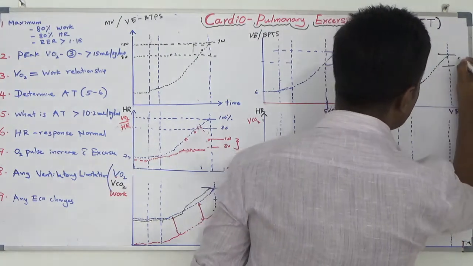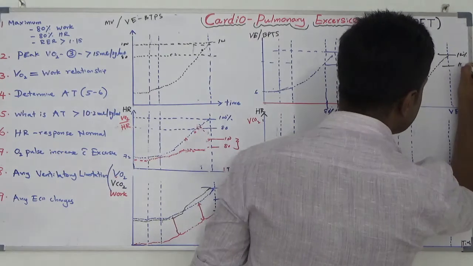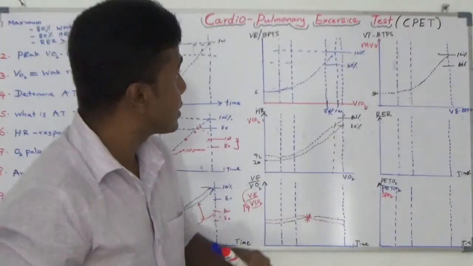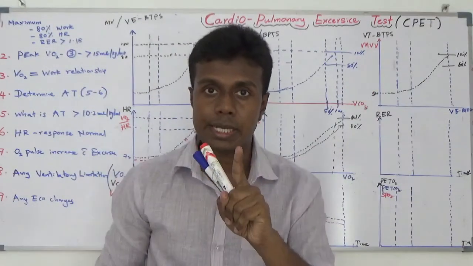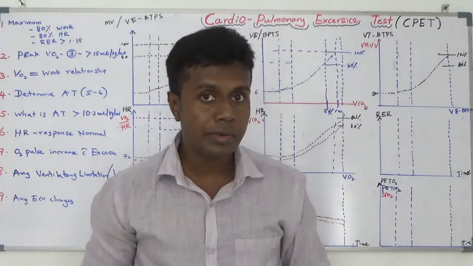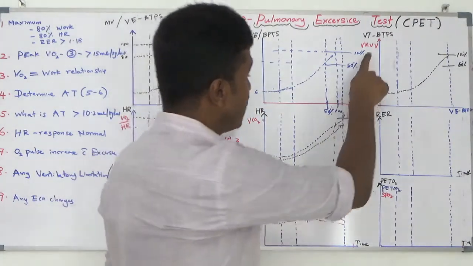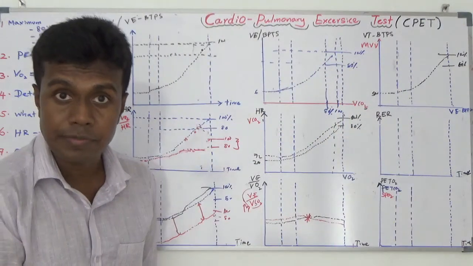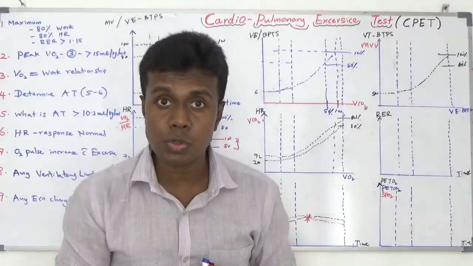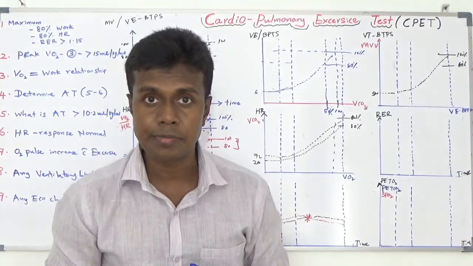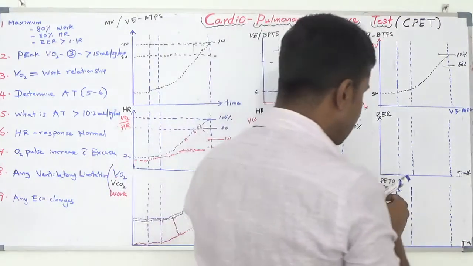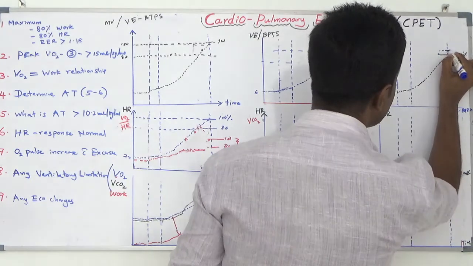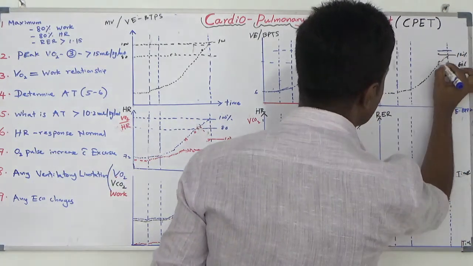It should come to 80 to 100% of the normal machine calculated value. Your tidal volume increment during exercise should come near the normal machine calculated value. Here is your maximum voluntary ventilation. Your maximum voluntary ventilation also increases with the exercise. Again, maximum voluntary ventilation should come near the normal value.